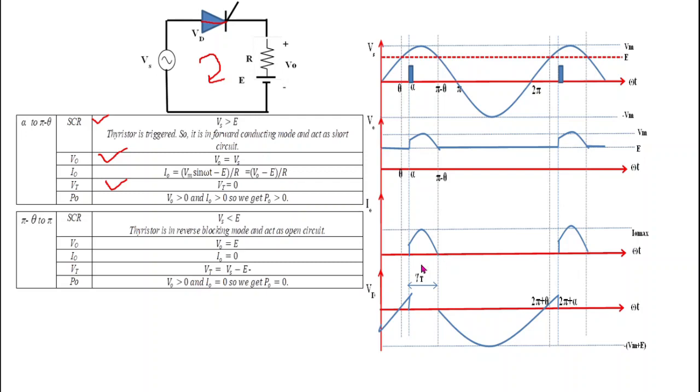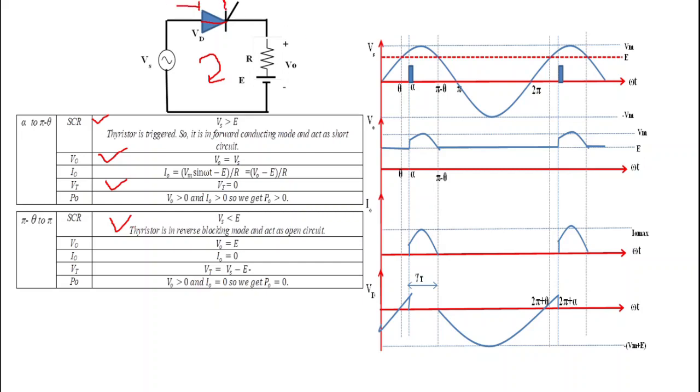So when current becomes 0 and Vs is less than E, it means thyristor voltage, that is equal to Vs minus E, becomes negative. So there are two conditions. First, thyristor voltage becomes negative and current becomes 0. So due to this, thyristor goes into reverse blocking mode, and during reverse blocking mode thyristor acts as an open circuit.